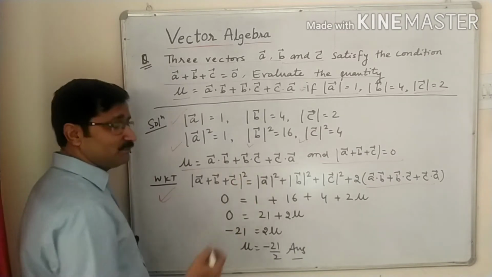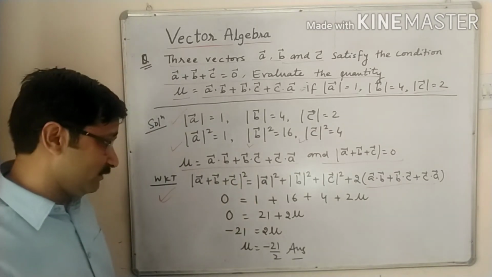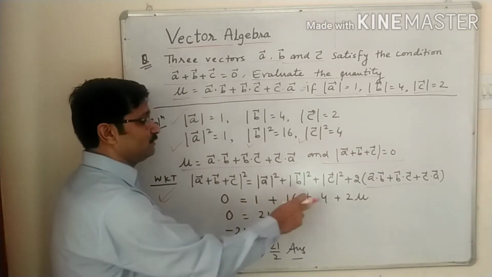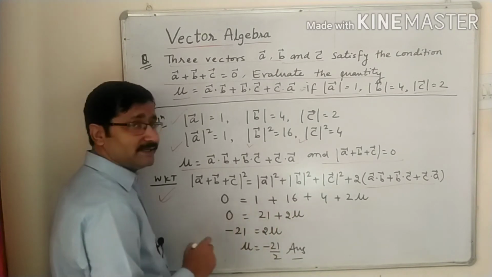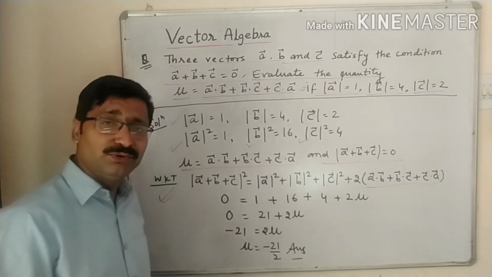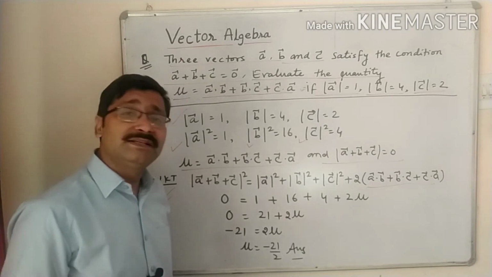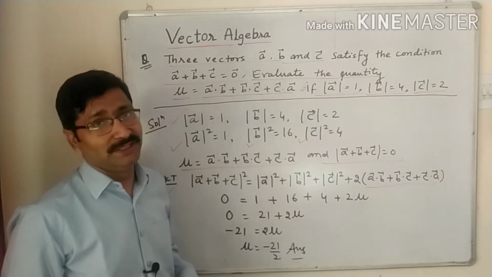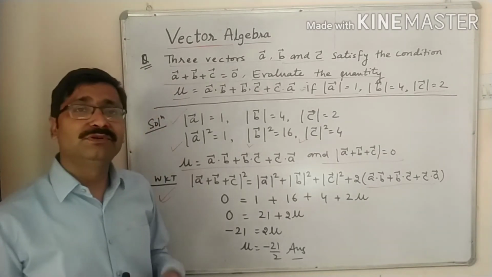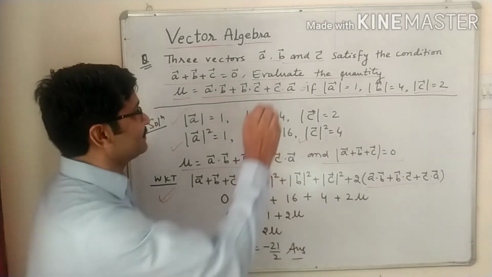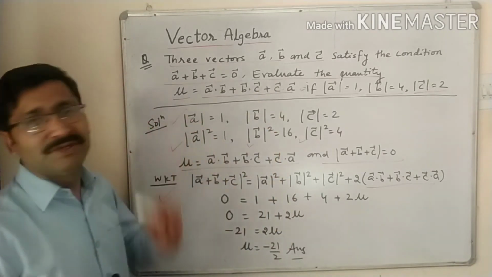Now 16 and 4 is 20, 20 plus 1 is 21, and 2 mu you have 21. You transfer 21 to the right-hand side, minus 21, you get equal to 2 mu. So mu equal to minus 21 upon 2. So the final answer is mu equal to minus 21 upon 2. Yes, we find this quantity that we had to find.